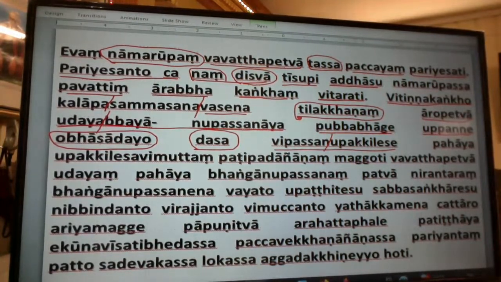Upakilesa is a kind of impurity, an impurity for insight wisdom. There are ten kinds of impurity in insight wisdom, like obhāsa, pīti, passaddhi. We will learn them later. Joy, pīti, passaddhi are also a kind of disturbance to the progress of insight wisdom.